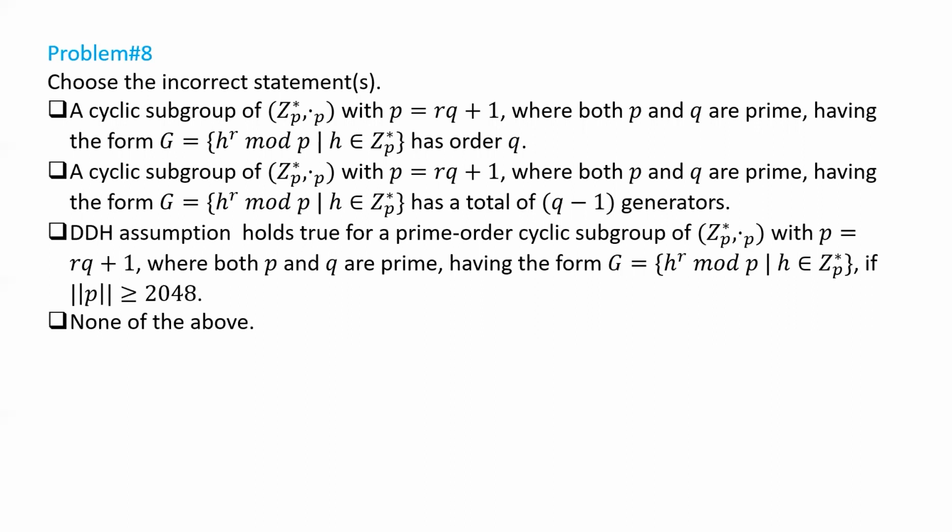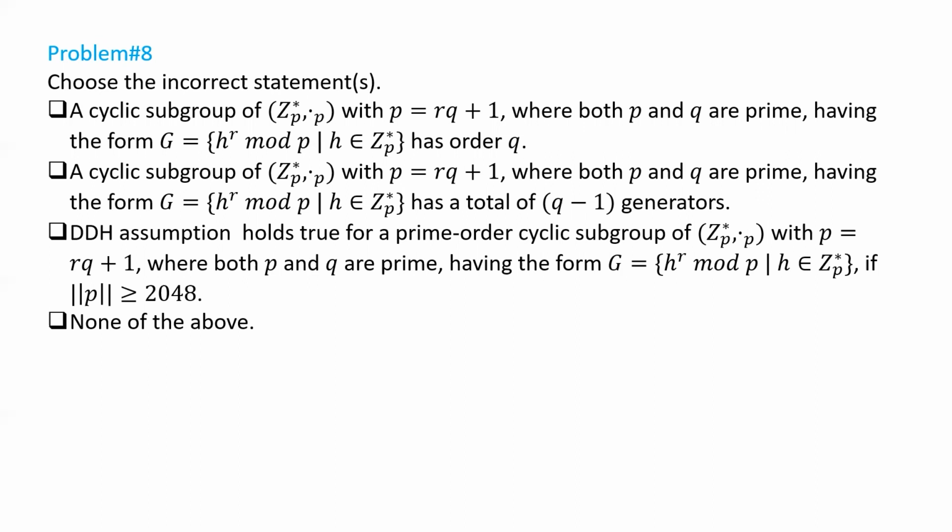Z_P star has order P minus 1, but if we take some prime order cyclic subgroup of that, we are saying that P equals RQ plus 1, Q is prime, and it is seen that the group G, H to the power R mod P, has order Q. So that is a prime order cyclic subgroup of Z_P star modulo P. It has order Q, the statement.